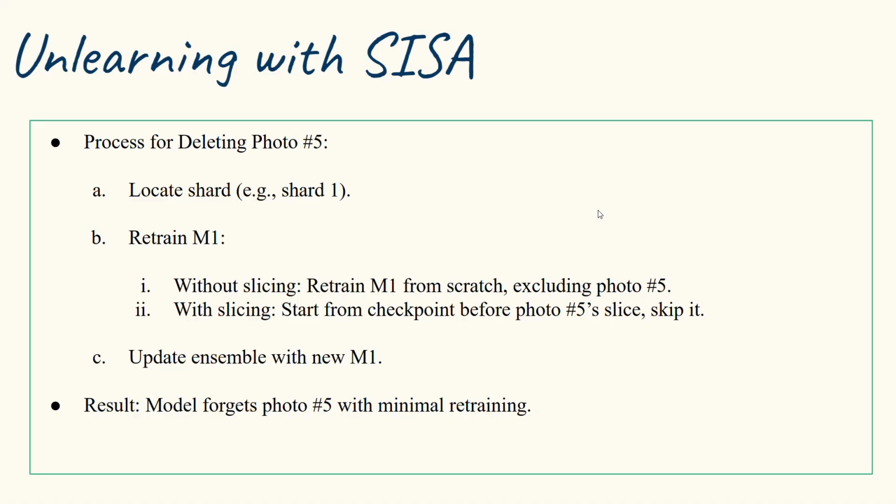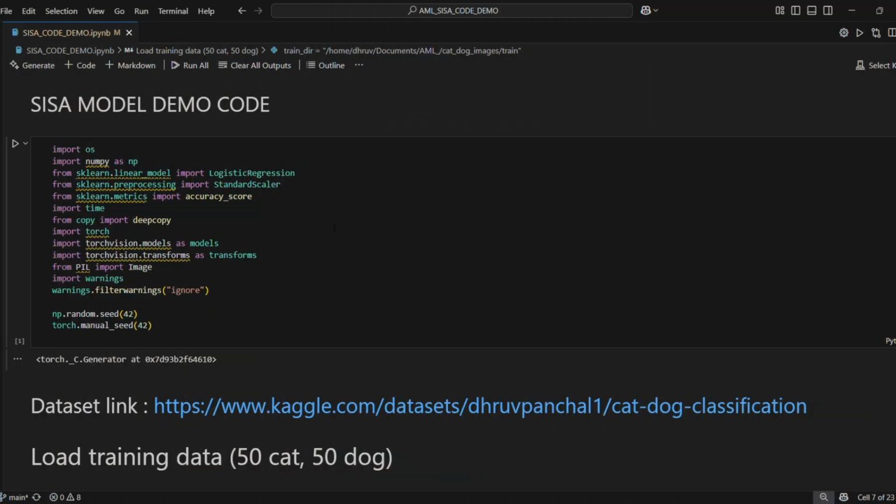Once M1 is updated, we plug it back into our aggregation step. That's it. We get a new final model M dash and photo ID 5 is effectively gone. No need to retrain everything. No need to touch unrelated data. That's the beauty of SISA. Fast, clean, precise unlearning. So let's see the demo of SISA.